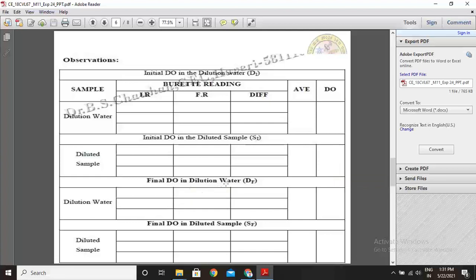Final DO in dilution water, that is DF. Here we get 3 readings, then the average, and so we get the final DO for dilution water. Final DO in the diluted sample, that is SF. For this, the sample is the diluted sample. You take 3 trials: initial reading, final reading and difference. Then do the average. This is the final DO.